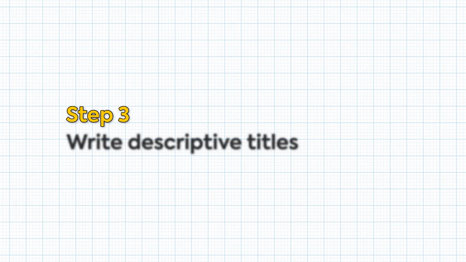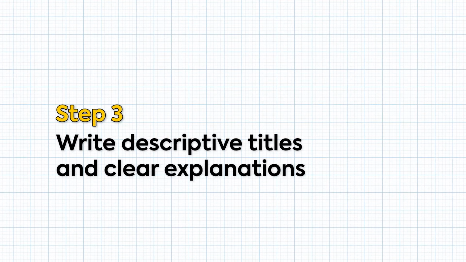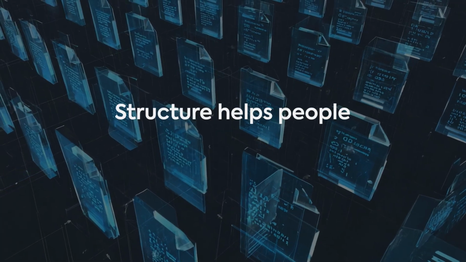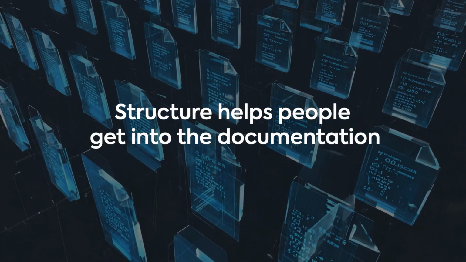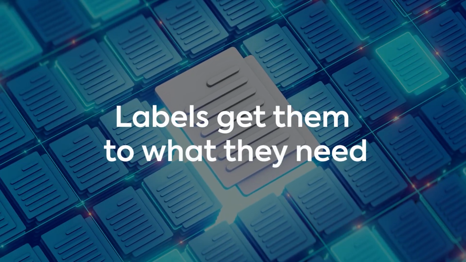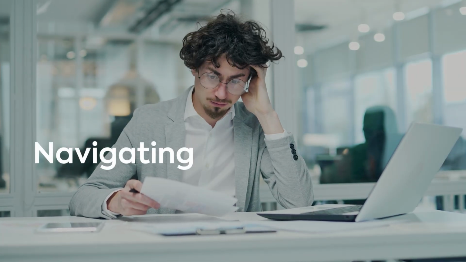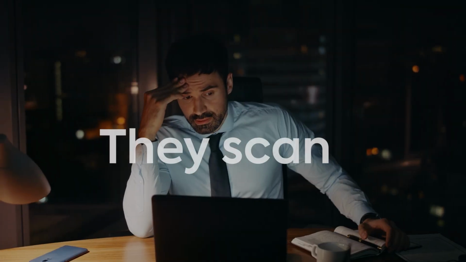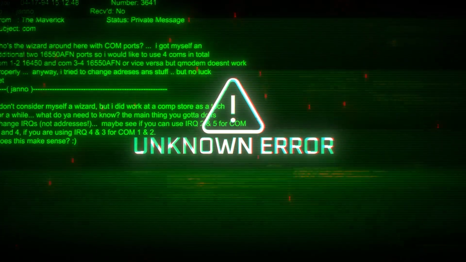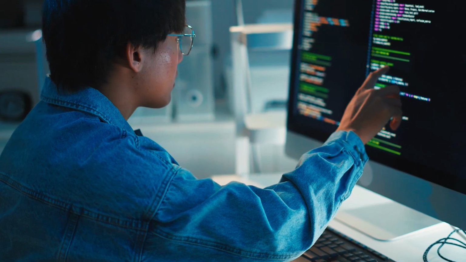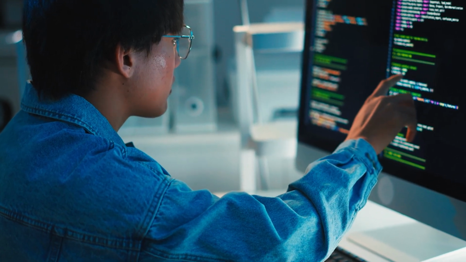Up next is to write descriptive titles and clear explanations. Because structure gets people into the documentation, but labels get them to what they need. Titles are signposts. When someone is navigating documentation under pressure, they're scanning, not reading. This is why a section titled Handling Issues won't give the developer a glance at error behavior or failure states when he looks for it, but error handling would.